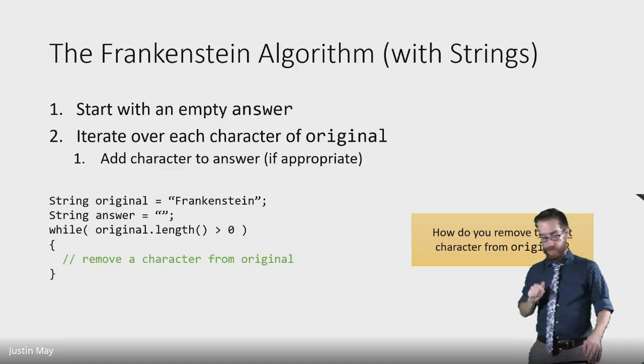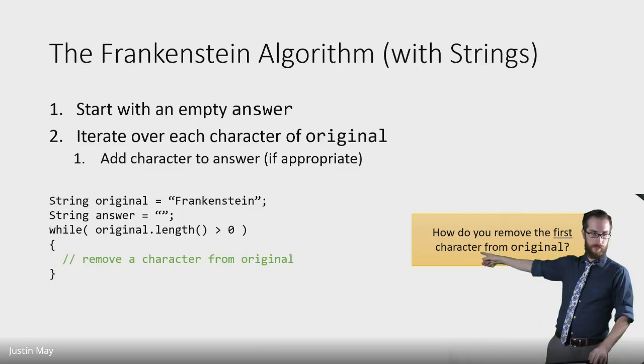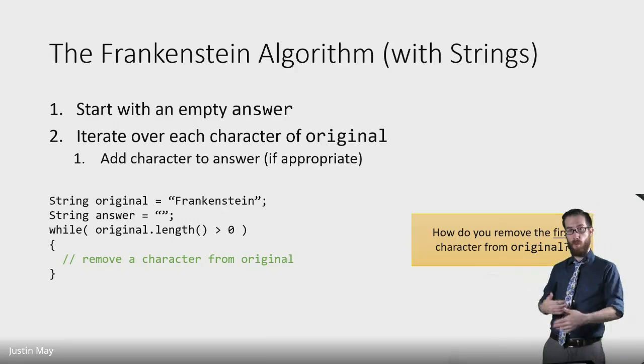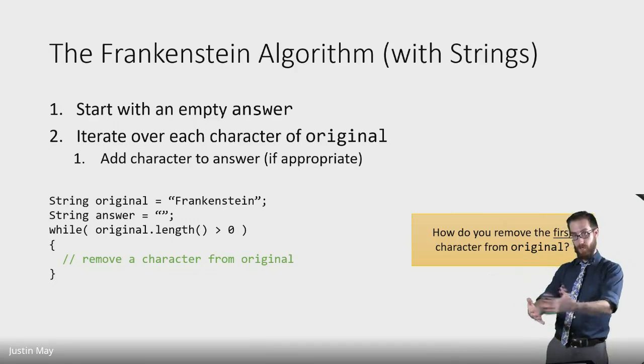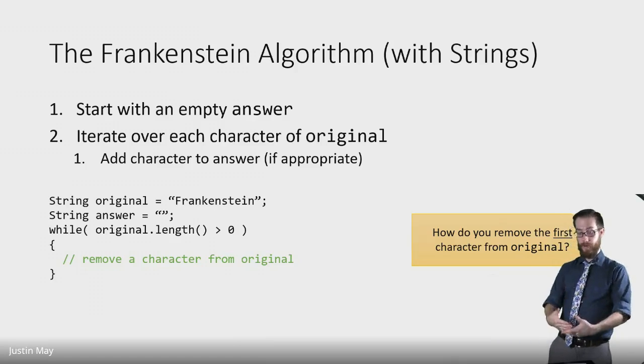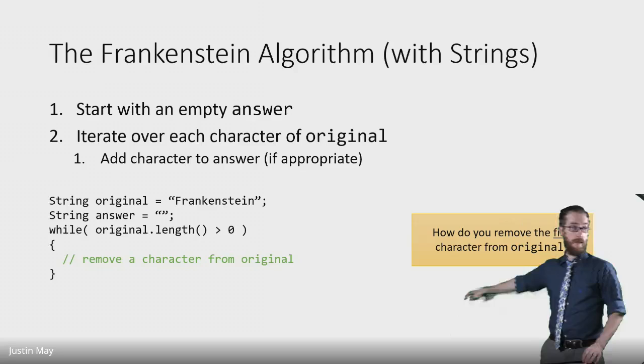So what we're saying is we're gonna do this algorithm. We're going to keep doing this while there's characters in original, while there's more than 0 characters in original. Okay? So as long as there's a character, we're going to do something. When we run out of characters, we will stop doing anything.